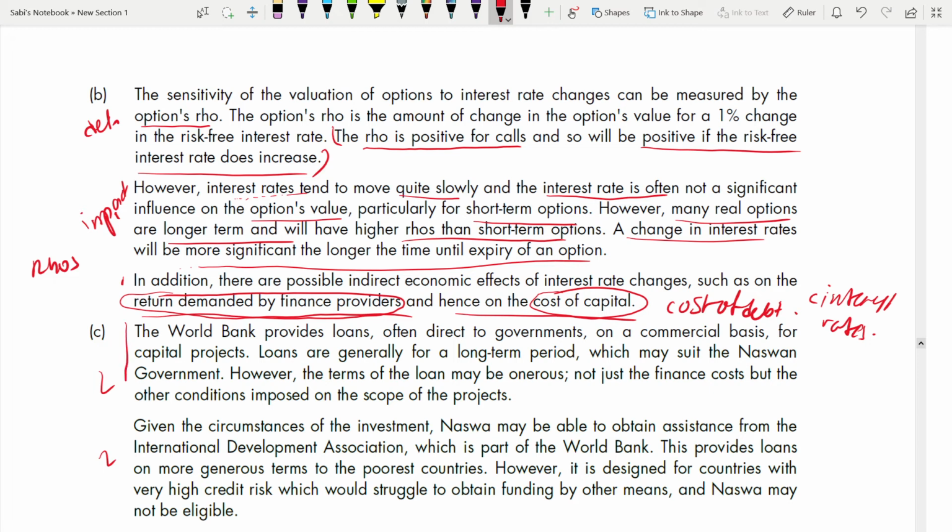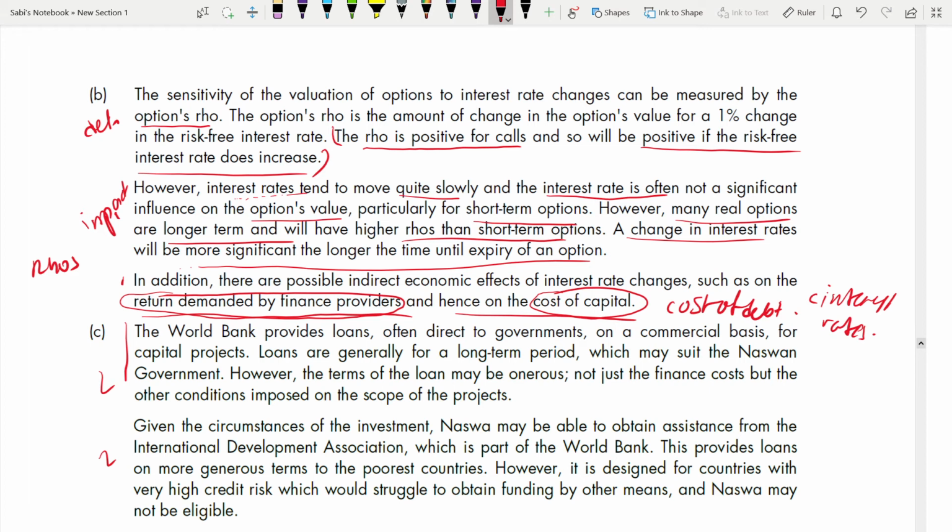See how they have built up the answer. They didn't directly say the World Bank will provide a loan to the Naswan government. No, they started with the role of the World Bank. When you start your answer, you have to say what the World Bank is about, what it provides, and what its role is. But in just one simple line, not paragraphs on paragraphs.